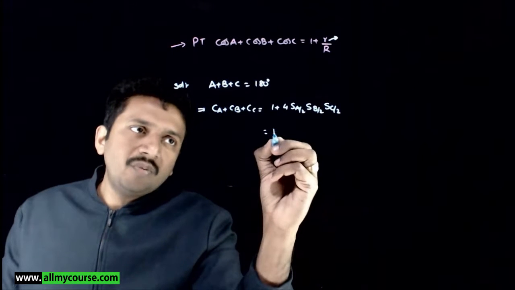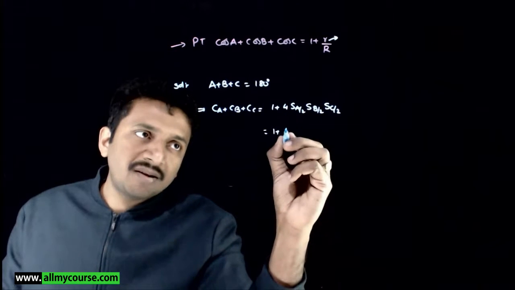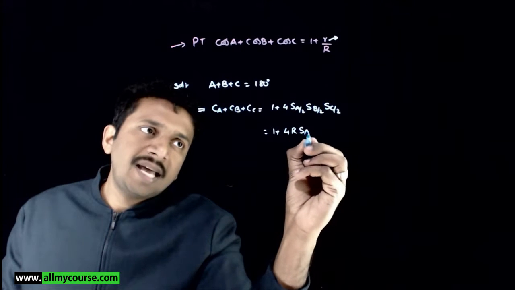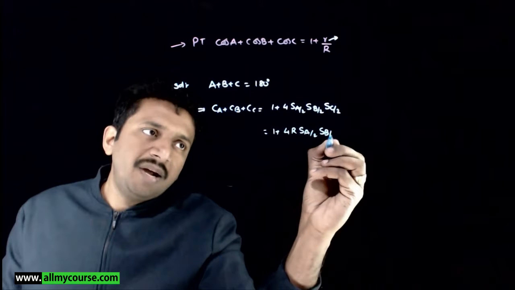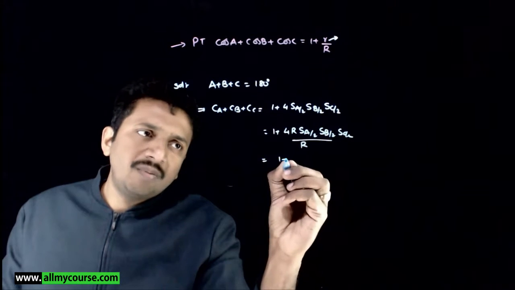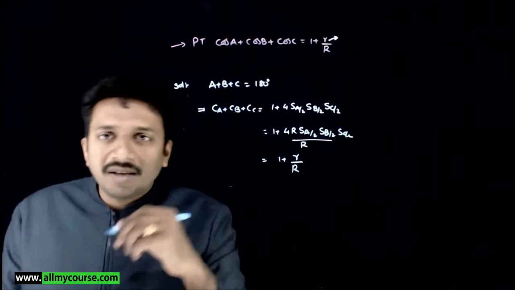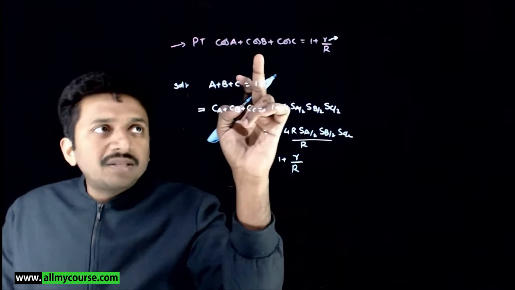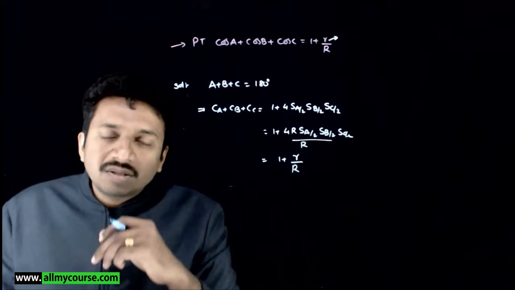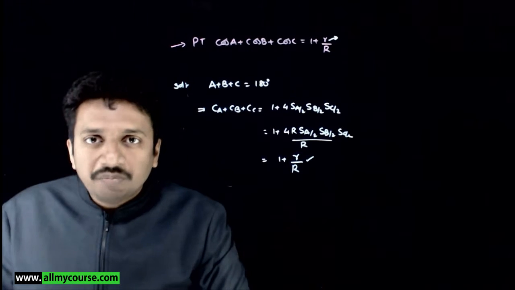So that is equal to 1 plus, I'll multiply and divide the second term with capital R. 4r sin A by 2 sin B by 2 sin C by 2, by capital R. That is equal to 1 plus 4r sin A by 2 sin B by 2 sin C by 2, which is small r by capital R. So cos A plus cos B plus cos C is 1 plus small r by capital R. Hence, the proposition is proved.